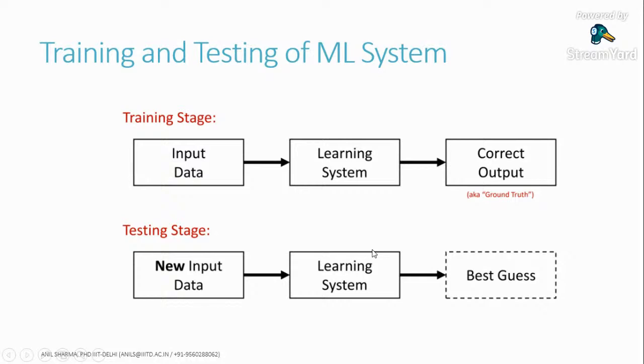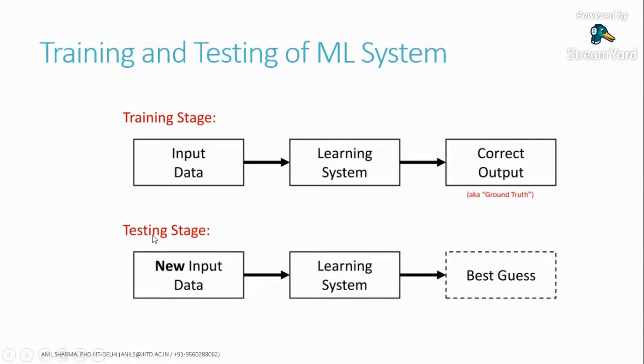Machine learning systems work in two stages. The first is a training stage and second is a testing stage. In the training stage, we feed the input data to the learning system and we also provide the correct corresponding output. Then this learning system does the feature extraction and learns which features correspond to which output. That means it is learning a mapping between input and the correct labels.